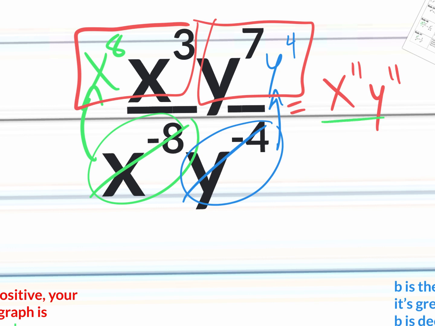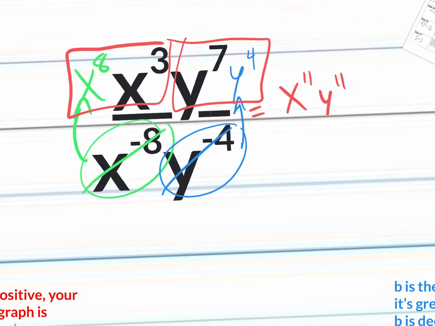Why? Because there's nothing left on the bottom. It's kind of pointless to put it over 1, so you don't have to put it over 1. So there's your final answer: y to the 11th, or x to the 11th over y to the 11th. Do you get it? I hope you do. Moving on.